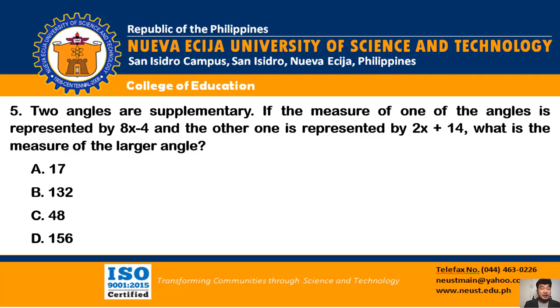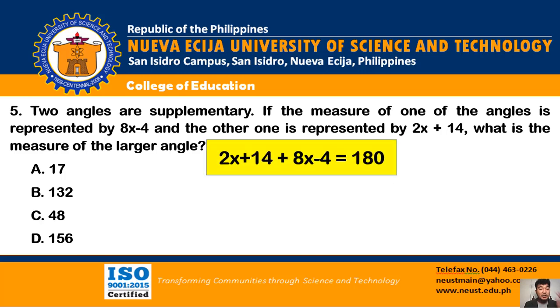Number 5. Two angles are supplementary if the measure of one of the angles is represented by 8x minus 4 and the other one is represented by 2x plus 14. What is the measure of the larger angle?